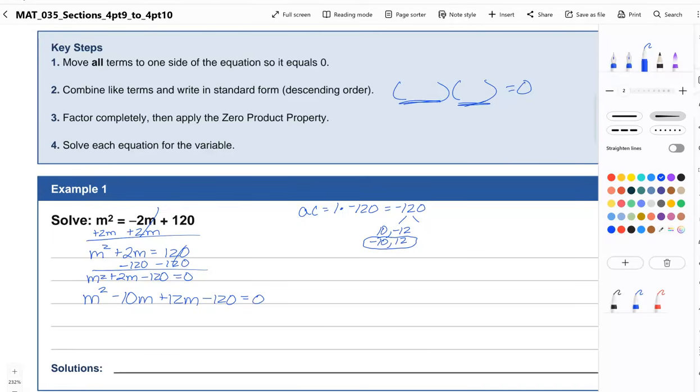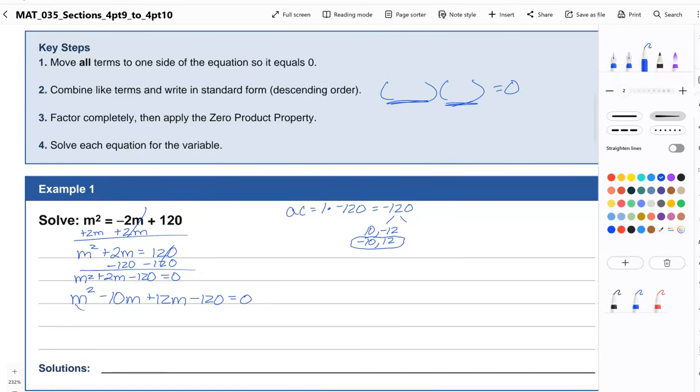And then from the first two terms, we could factor out an m. That's going to leave us with m minus 10. The second two terms, we can factor out a 12, leaving us with m minus 10. And you can see both of those have an m minus 10 in common. And that's going to leave us with an m plus 12. So we factored it. It's equal to 0.